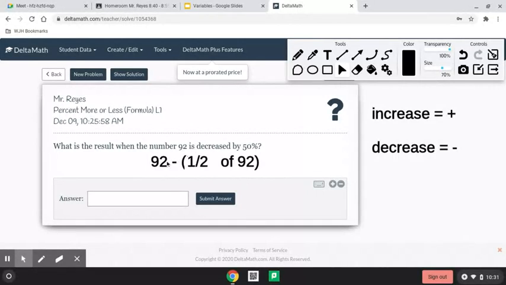But back to the main problem, 92 minus 1/2 of 92. So when we see 1/2 of 92, we just have to multiply those two things together, which we end up basically dividing 92 by 2, which the answer to that ends up being what? You said 46, you're correct. Now once you've got that, 92 minus 46, it's a pretty simple step to say the answer is 46.